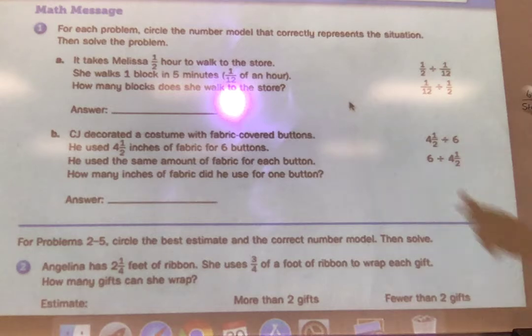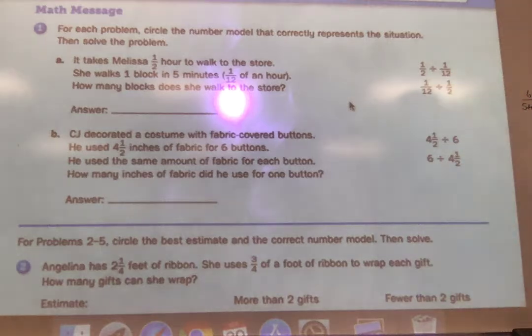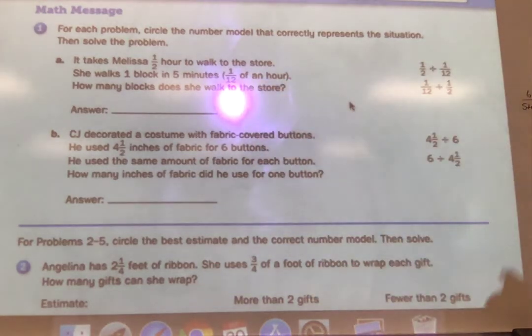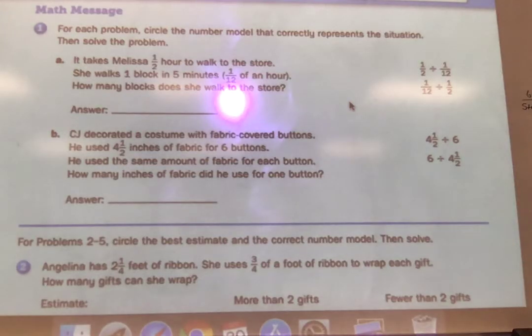So for these problems, we're going to take a look at them and try to figure out which one of these would be correct and kind of estimate an answer here. So in this first case, it takes Melissa a half an hour to walk to the store. She walks one block in 5 minutes, and they tell us that's 1/12 of an hour, because I know there's 60 minutes. So 5 out of 60, 5/60 is 1/12. So we've got 1/12 of an hour. And the question asks me, how many blocks does she walk to the store? So how many blocks does it take to walk to the store?